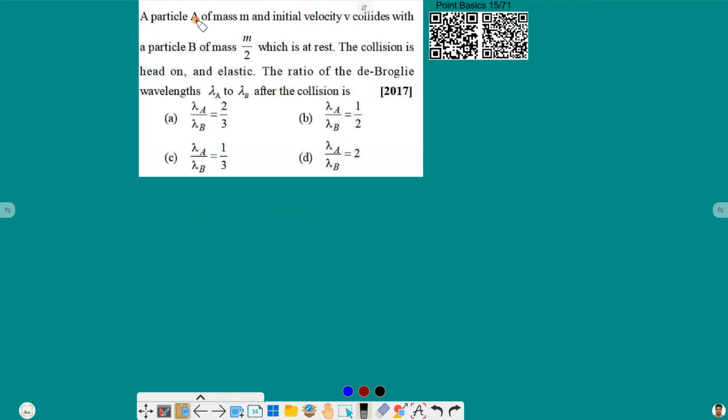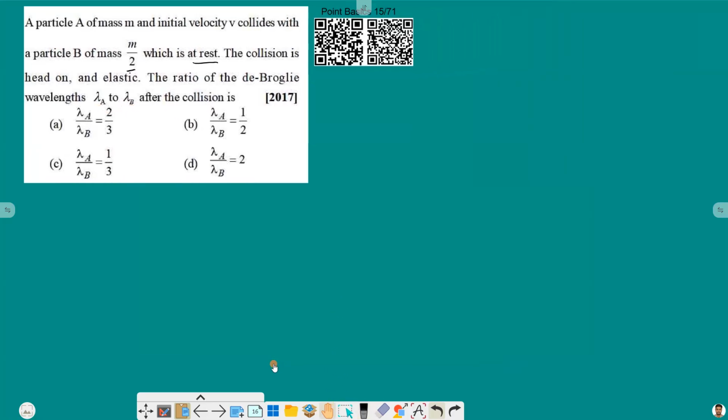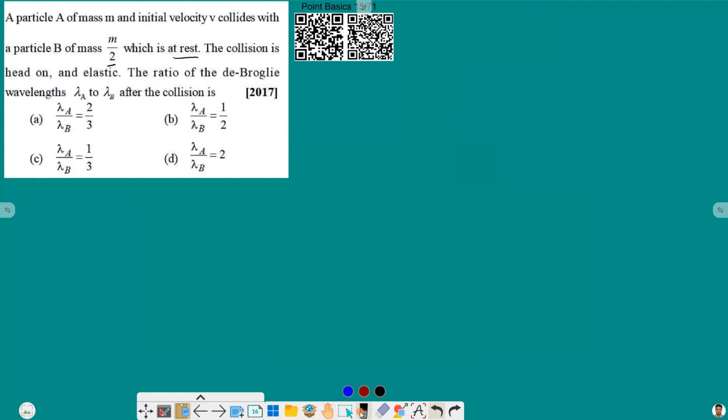In the next one, a particle of mass m and initial velocity v collides with a particle of mass m by 2 which is at rest. The collision is head-on elastic. The ratio of de Broglie wavelengths lambda A and lambda B after collision? So here we have a head-on elastic collision. So basically what we have? We will have momentum conservation here. That will be applied. So let's apply momentum conservation and energy conservation also.